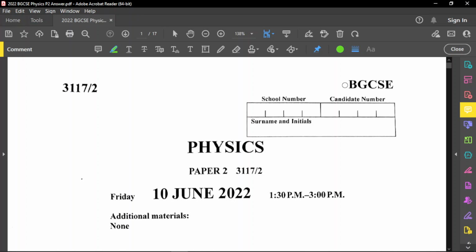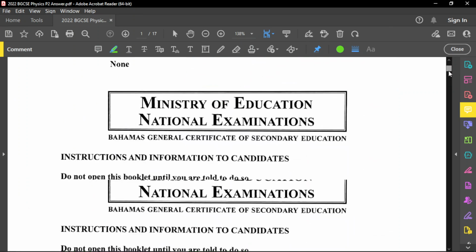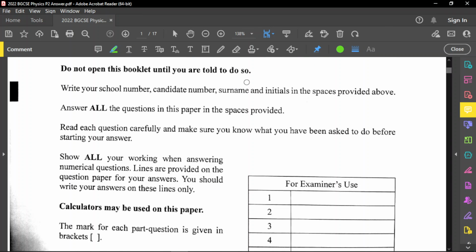Today we're doing a past paper review of a BGCSE Physics paper. This is a paper 2 from the year 2022. Please remember, before you start the examination, always write the school number, your candidate number, your surname, and also your initials. Please also read through the instructions carefully, ensure that you understand each instruction, and if you should have any questions or queries, please clarify those with the examiner before the examination begins.